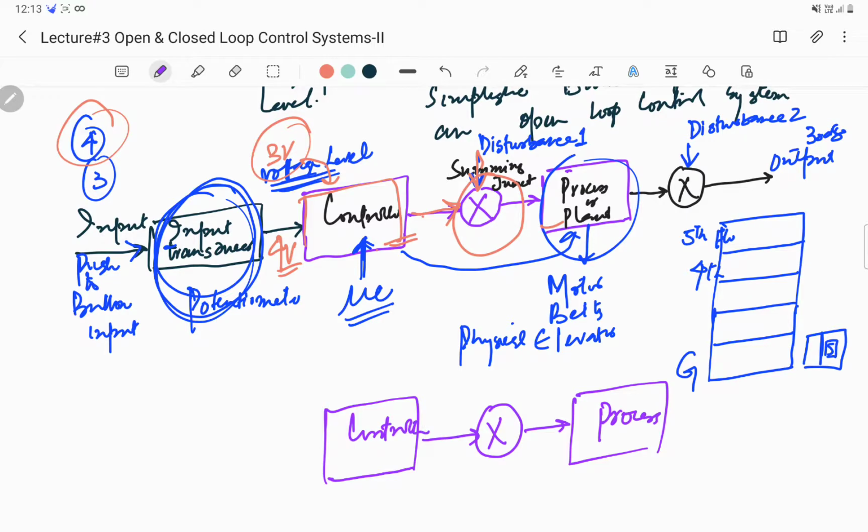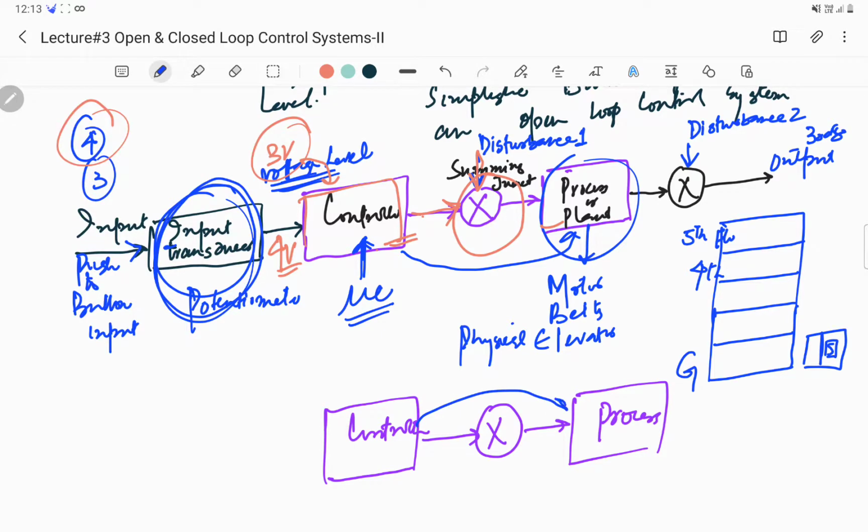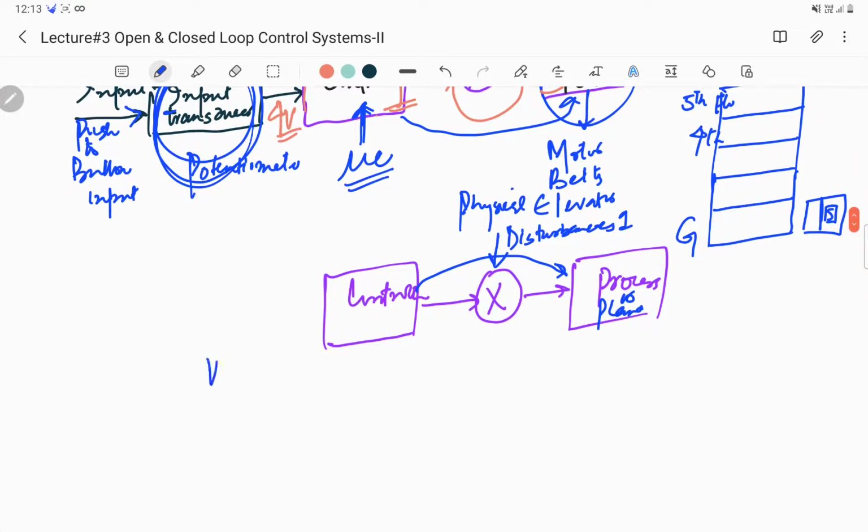A controller. Ideally, the output of the controller should reach the process or the plant. But sometimes disturbances also enter our system. These disturbances are unavoidable. A disturbance, for example, can be a voltage fluctuation.